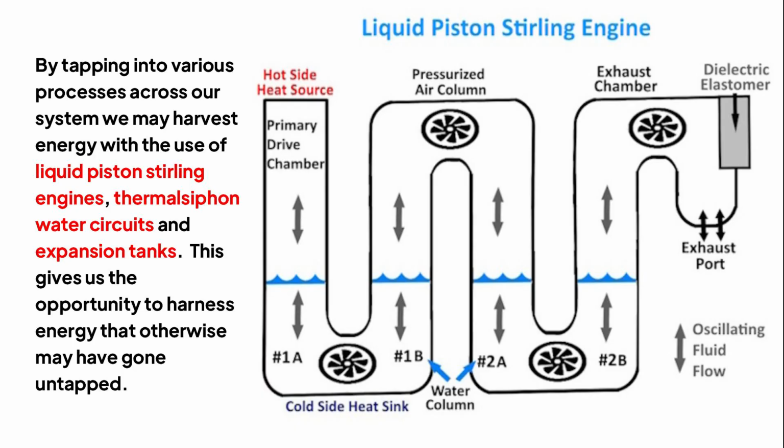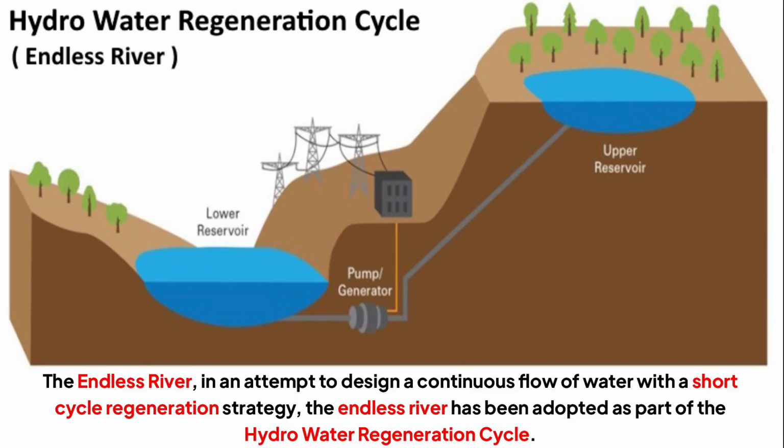By tapping into various processes across our system, we may harvest energy with the use of liquid piston Stirling engines, thermal siphon water circuits, and expansion tanks. This gives us the opportunity to harness energy that otherwise may have gone untapped. The Endless River: in an attempt to design a continuous flow of water with a short cycle regeneration strategy, the Endless River has been adopted as part of the hydro water regeneration cycle.